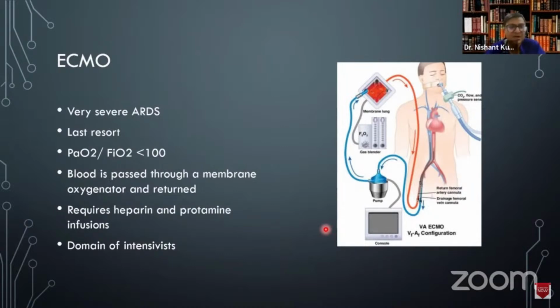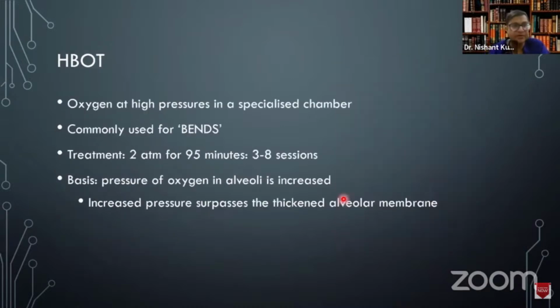you have gone to the maximum settings of the ventilator, yet you cannot maintain oxygenation, then we have to go in for ECMO, that is extracorporeal membrane oxygenation. We have two types, veno-venous and veno-arterial ECMO. Here the blood is drawn from the vein, it goes through a membrane oxygenator where oxygen is supplied, and again it is delivered back into the body via either the vein or the artery. It requires heparin and protamine so that the blood doesn't clot in the circuit. And again, this is a very specialized equipment used in critical care areas.